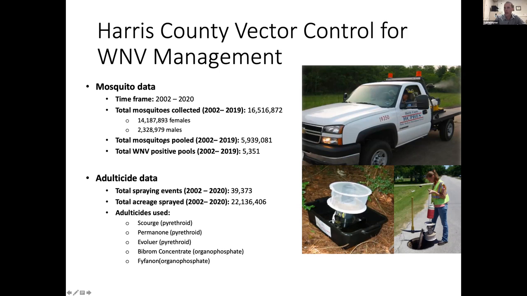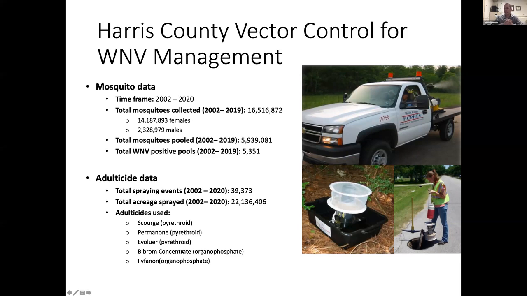So here's a highlight of the massive data set. Roughly from 2002 to 2020, there's over 16 million mosquitoes that were processed, mostly females. About 6 million pools were tested for West Nile. Over 5,000 of those were positive. Obviously, these are all mosquitoes combined. For the analysis, we'll be focusing on Culex quinquefasciatus, the main vector of West Nile.